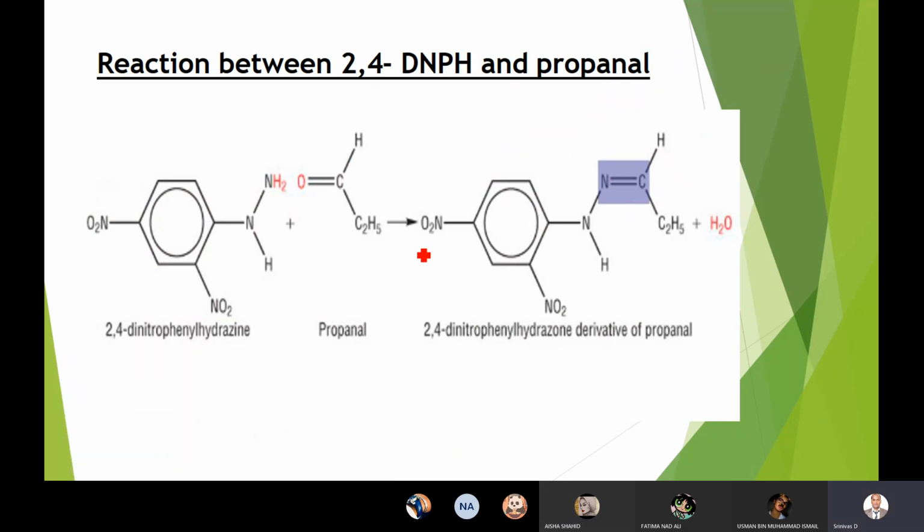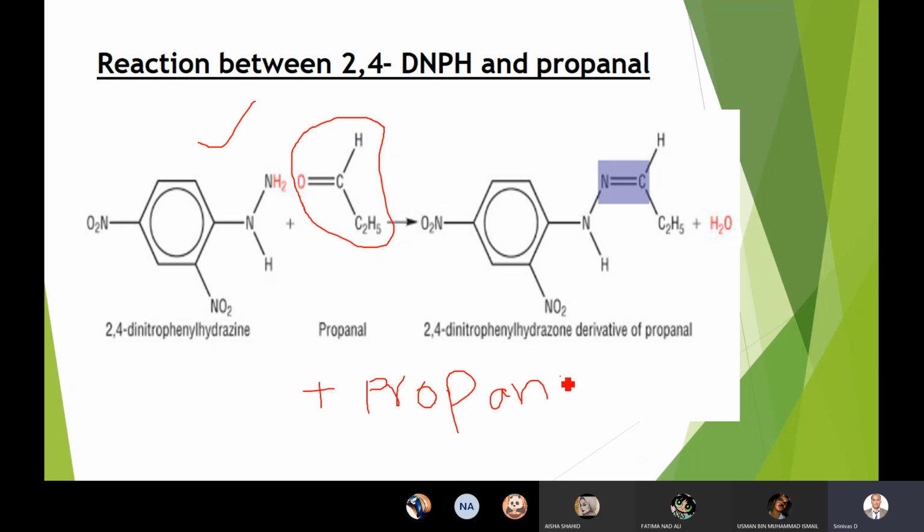So write the product. Suppose this is your aldehyde. You need not worry, just replace this. Suppose this 2,4 DNPH is the same. You can take this as homework: you add some propanone here. What is the structural formula or displayed formula for propanone?